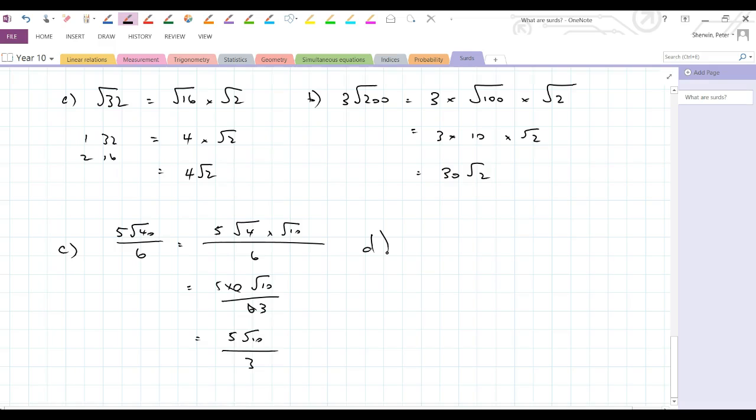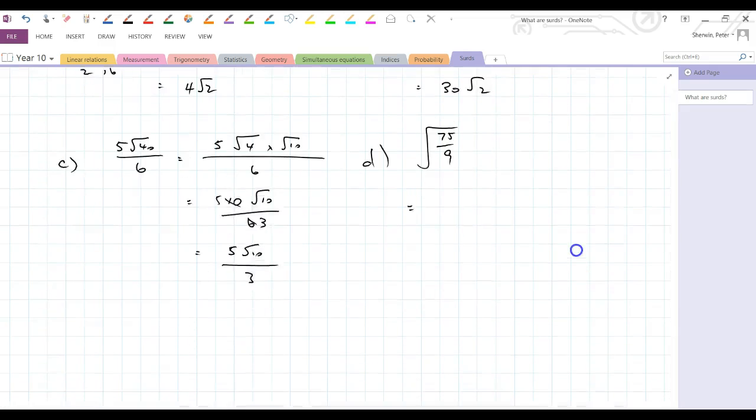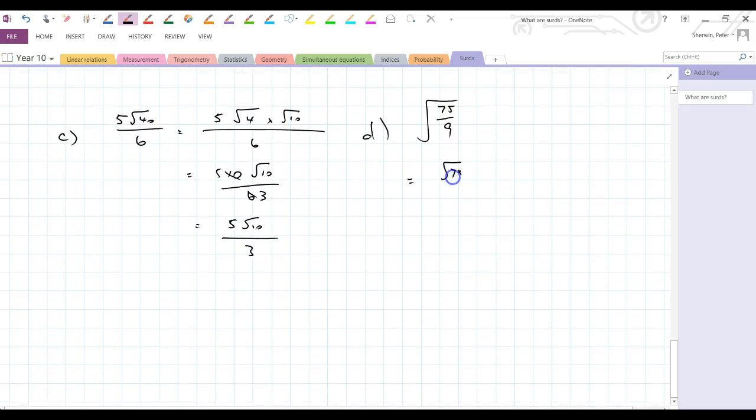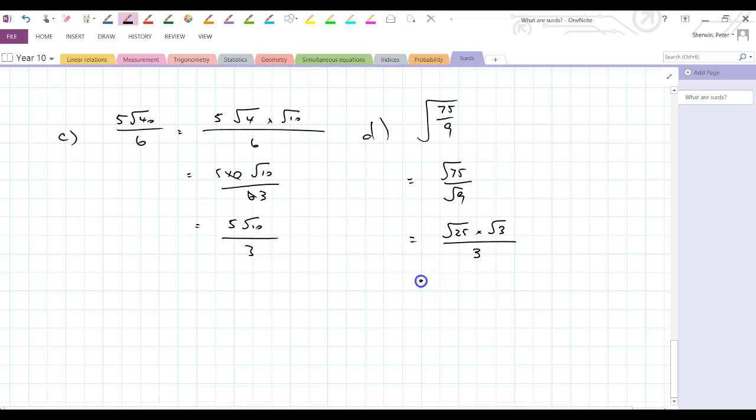We go to square root of 75 over 9. I'm going to use this fraction rule here to split that up to the square root of 75 over square root of 9. That square root of 75 I can write as 25 by 3. Square root of 9 is just equal to 3. Square root of 25 is 5. So I've got 5 root 3 over 3. And that is my simplified answer.